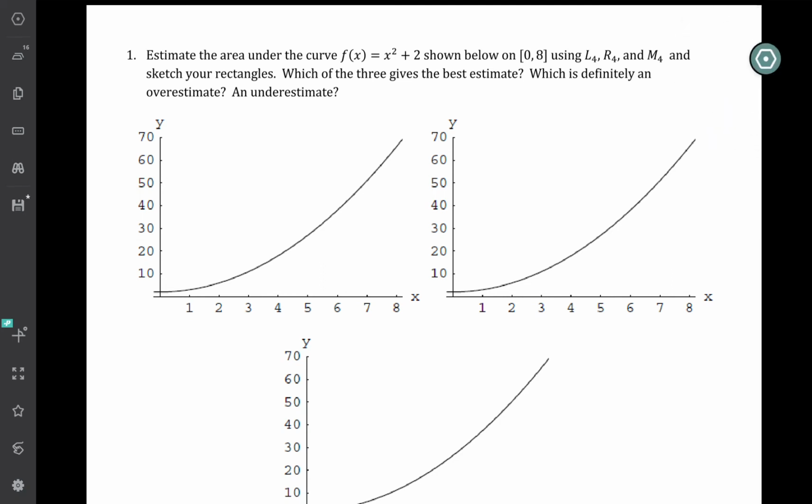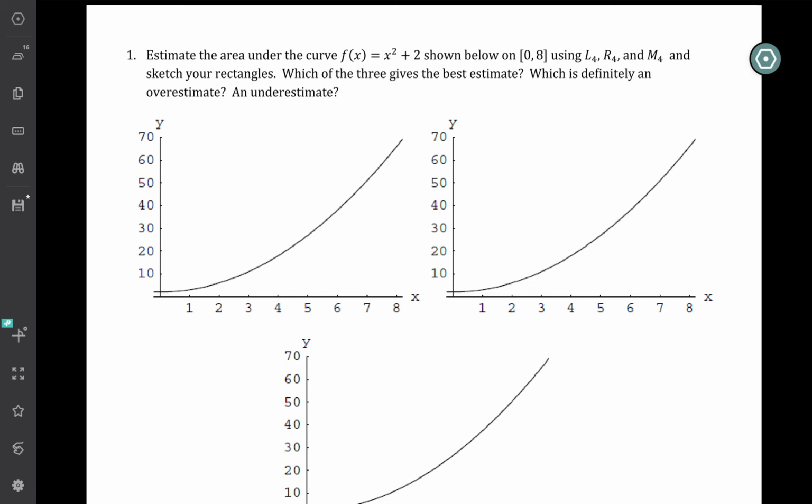Hey everyone, in this video we're going to work through this example from 1.3. So we're given this graph 3 times because we're going to try 3 different methods for estimating the area under the curve f of x equals x squared plus 2. So a nice simple curve to work with at least.